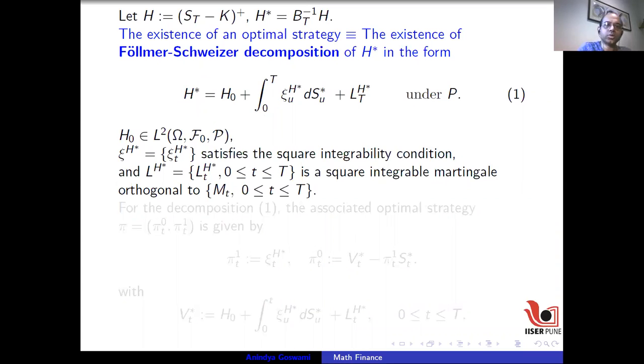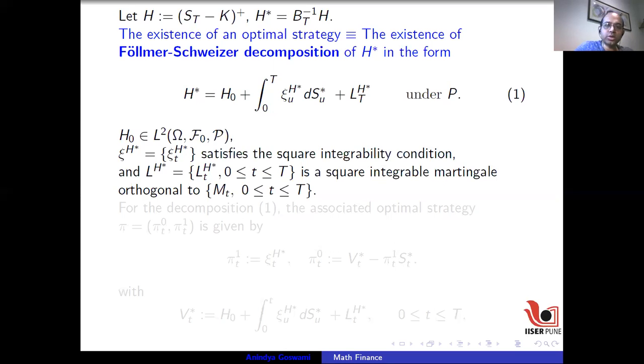Okay, so here H is (S_T - K)^+. H star is the notation for the discounted claim. So the existence of an optimal strategy, which has been introduced in the earlier slide, is equivalent to the existence of the Föllmer-Schweizer decomposition of the discounted claim H star, which is the following.